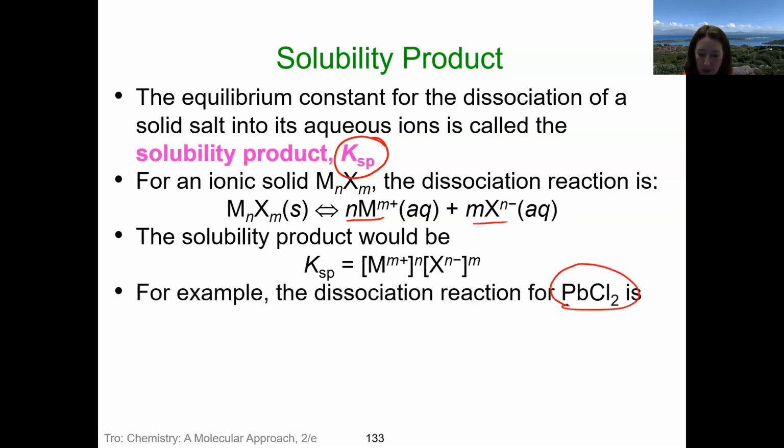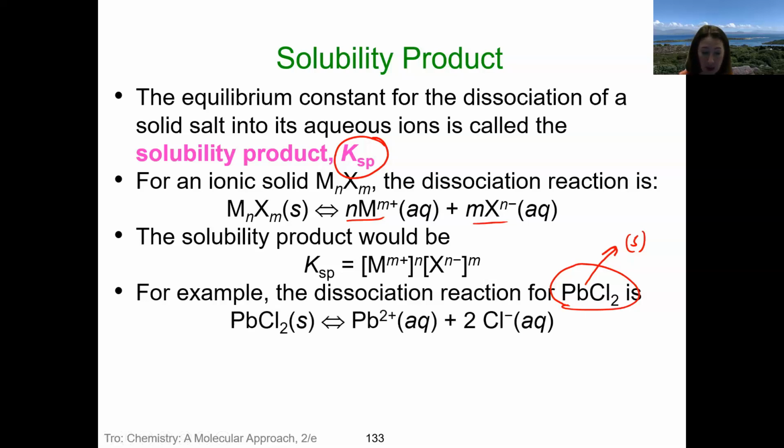Let's do PbCl2. So if you look at a solubility table, it says it's solid, which is insoluble. No, it's actually soluble, just a little bit though. So if we were going to write the dissociation for PbCl2, which we've done dissociations, right? It comes apart into 1 Pb and 2 Cl minuses.